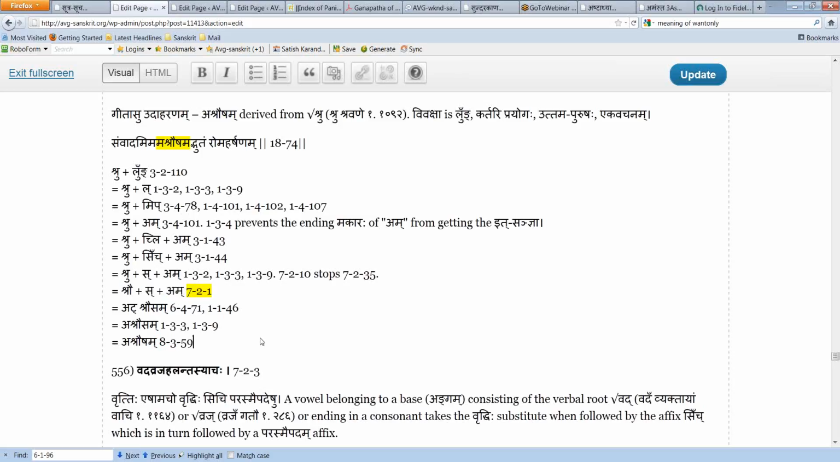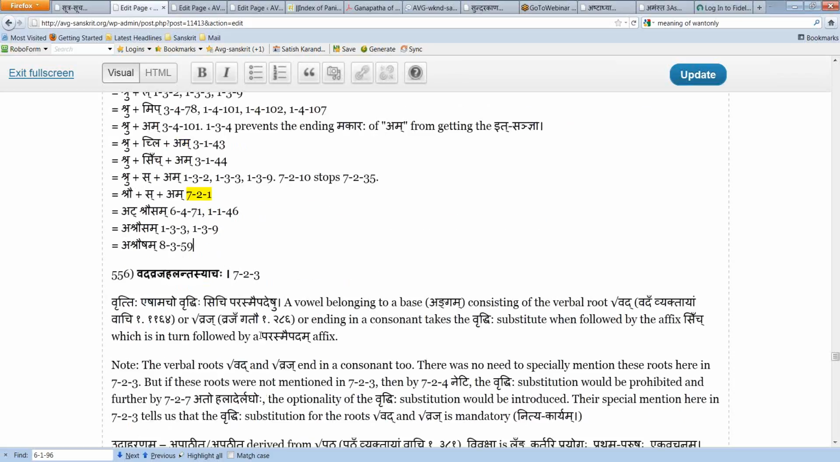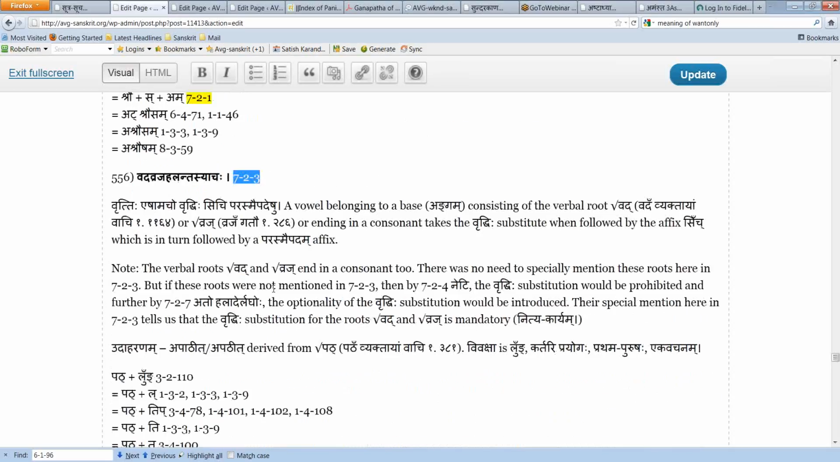Okay, now let's look at this sutram also, which is vada vraja halantasya cha. Look at the number 7.2.3. Let's look at the example here, which is aparthit and apathit. There are two forms here, aparthit and apathit. Of course this is a prasiddha dhatuh, pathah vyaktayam vachi, to read. The lakara is lung, karti, parasmaipada, prathama purusha, ekavachanam. Let's finish the example and we'll go back to the book and connect it.